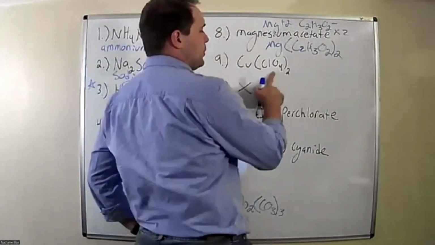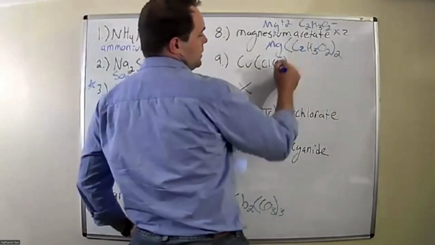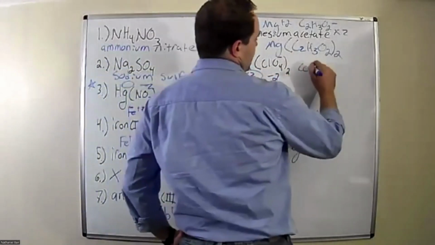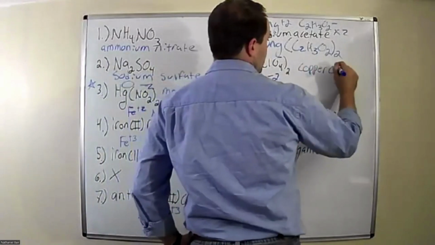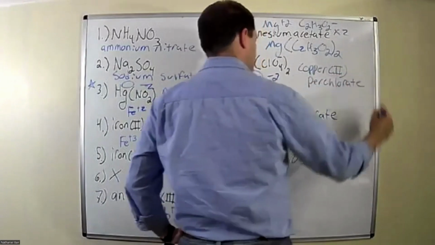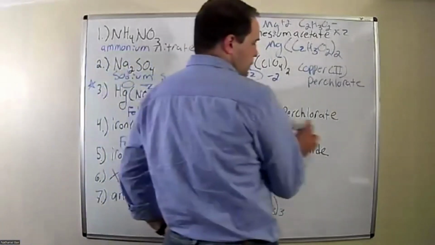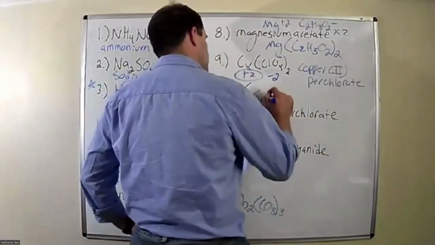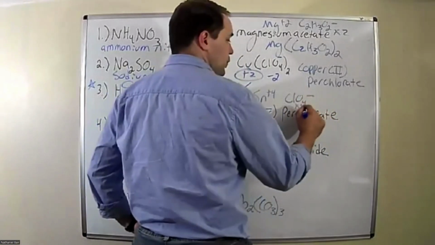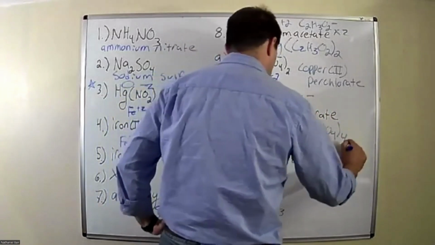Number 9, copper perchlorate, but copper is a type 2 metal. I need to specify its charge. Perchlorate's -1, that's -2. That copper must be +2. This is copper, Roman numeral 2, perchlorate. Tin 4 perchlorate, that's tin with a +4 charge. Perchlorate, ClO4 -1. I need 4 perchlorates. Sn(ClO4)4.